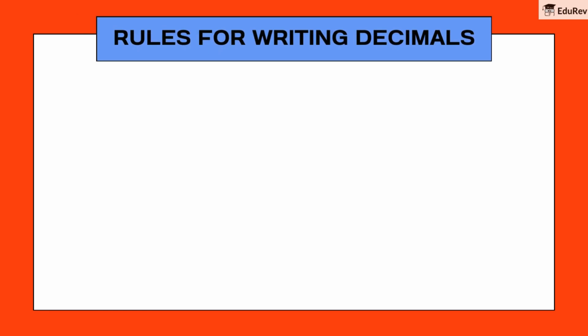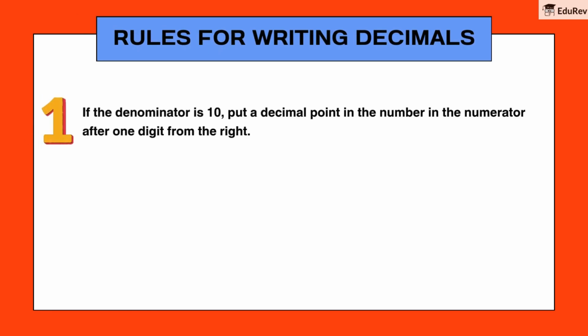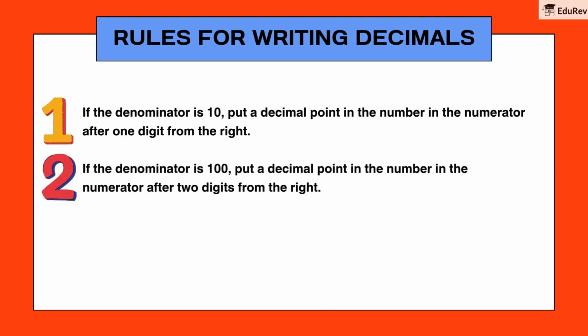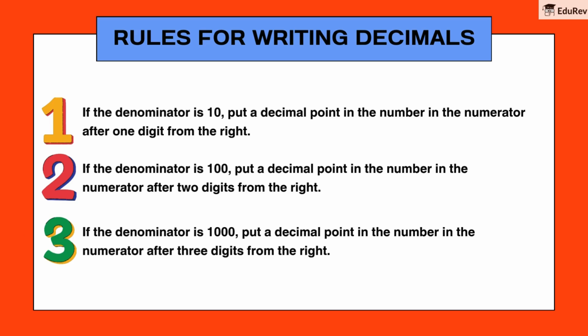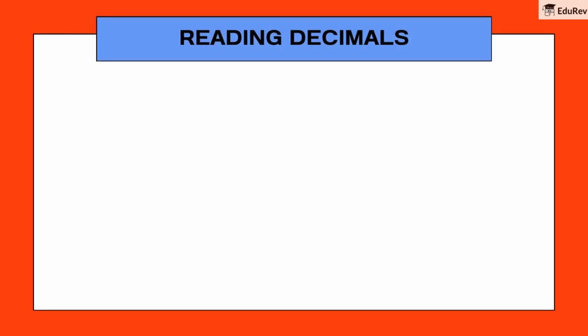Moving on, let's talk about the rules for writing decimals. If the denominator is 10, put a decimal point in the number in the numerator after one digit from the right. If the denominator is 100, put a decimal point in the number in the numerator after two digits from the right. And if the denominator is 1000, put a decimal point in the number in the numerator after three digits from the right. Now let's learn about reading decimals.